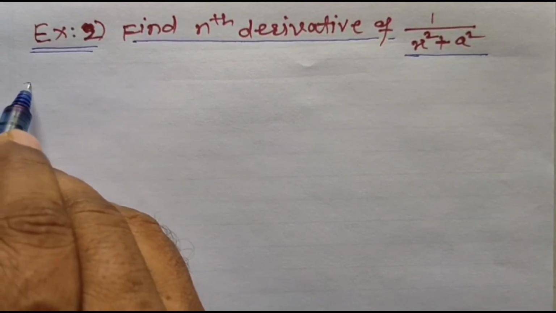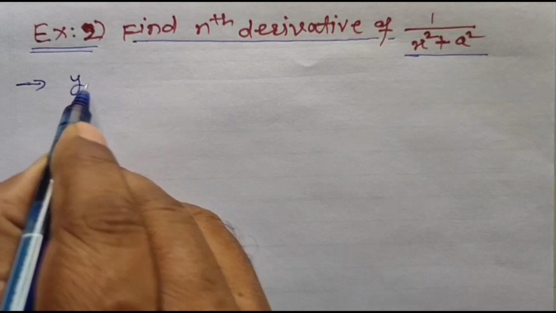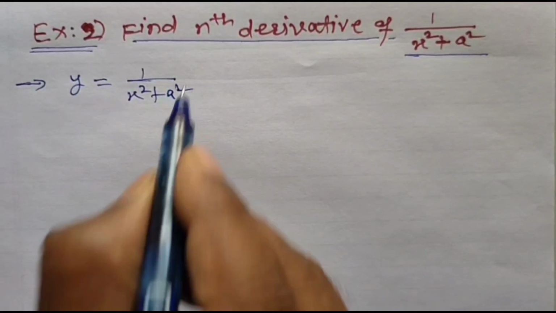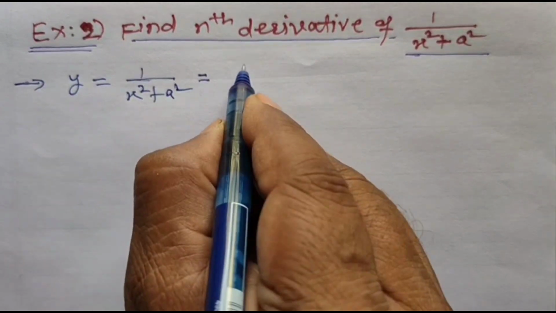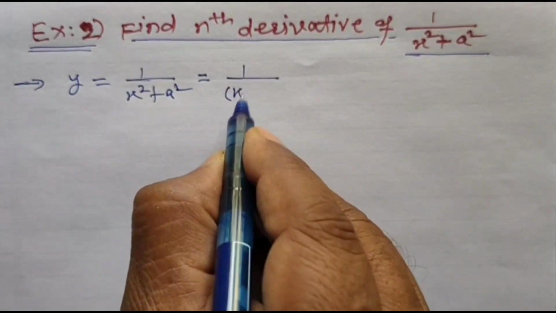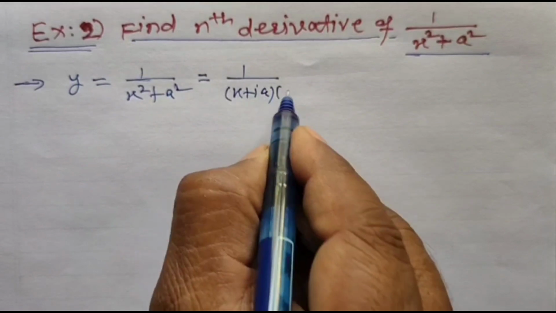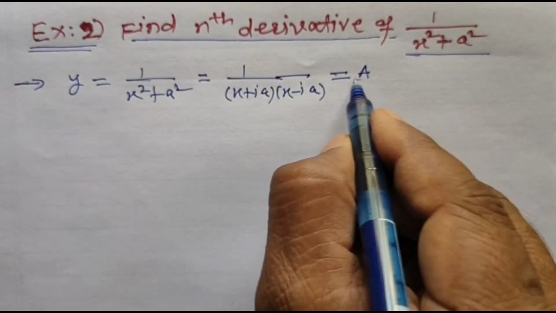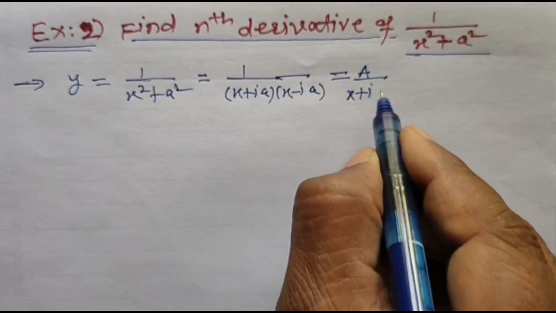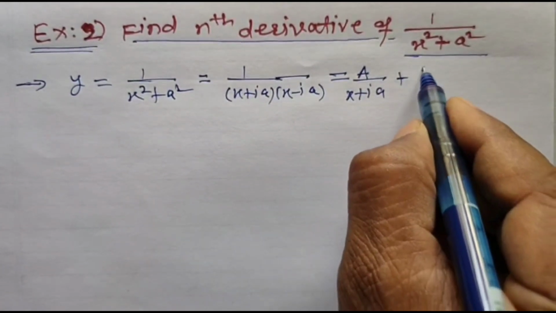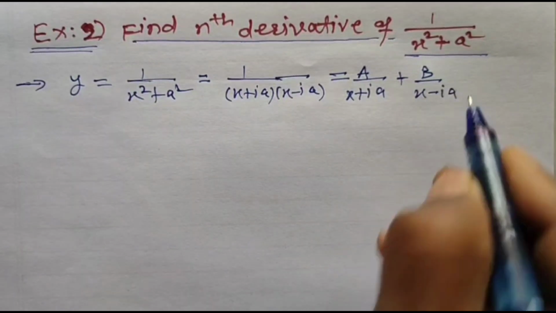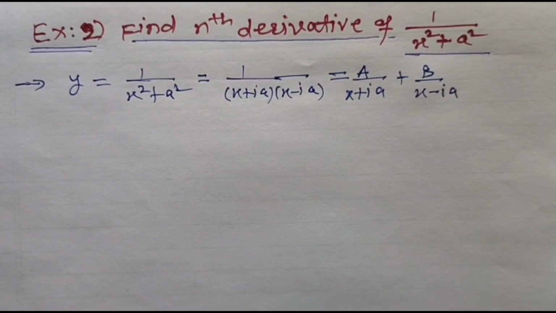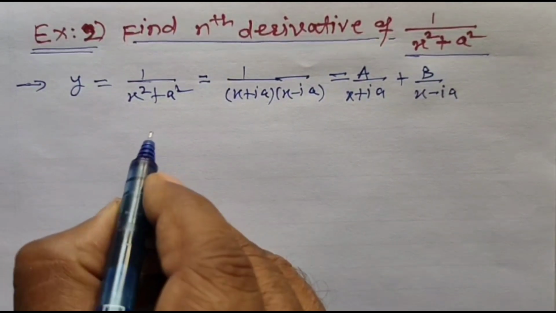Here also we have to assume y is equal to 1 upon x square plus a square. This is equal to 1 upon (x plus ia) into (x minus ia). And this we can write as a upon x plus ia plus b upon x minus ia. Now you can find partial fractions, but there is one simple method. You can apply this formula also.